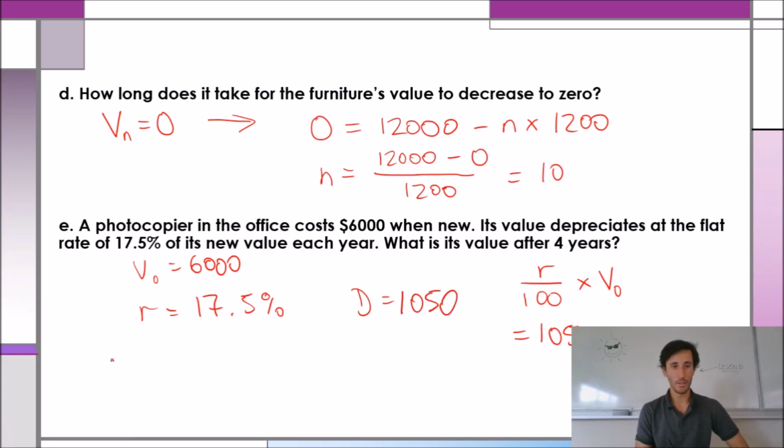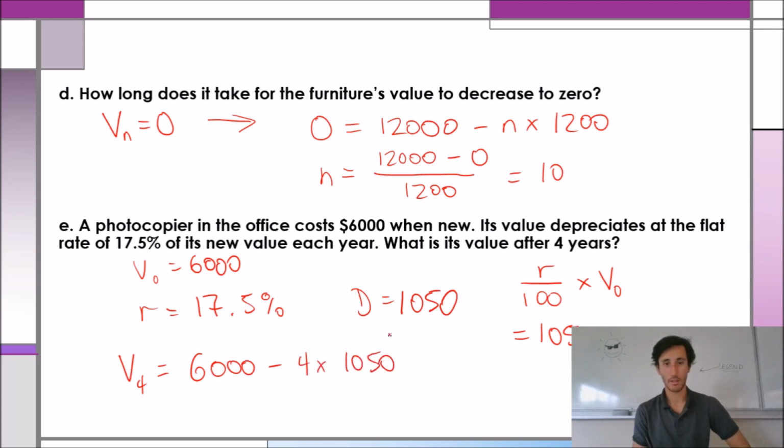Now, after 4 years, we're going to have V4 is equal to V0 of 6,000 minus 4 times 1,050. Now, am I going to try to do this one in my head? Yeah, I will. That's 6,000 minus 4,200, which is 1,800. That one I'm a little bit more confident about.